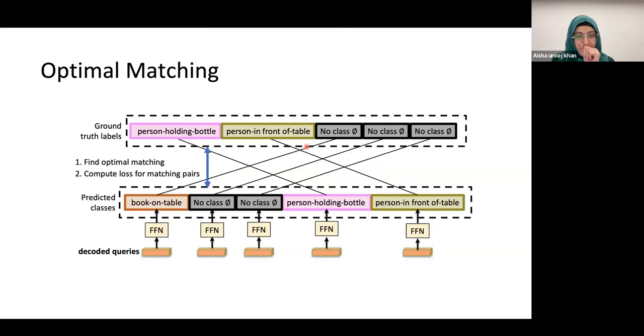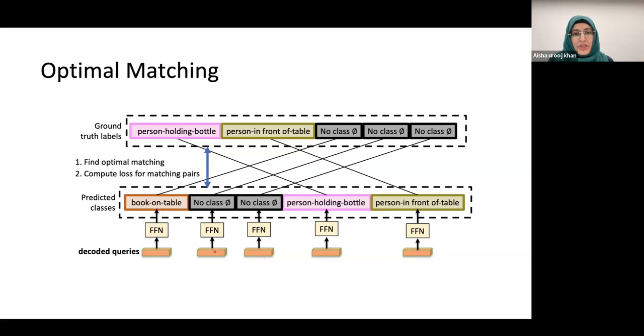So how are we computing the loss? Let's say we have these decoded queries coming out of a decoder. Here we are taking the example of the action decoder. These decoded queries are passed through a classifier, which is a feed-forward network. Then this classifier predicts an action. So for this decoded query, let's say it predicted book on table.